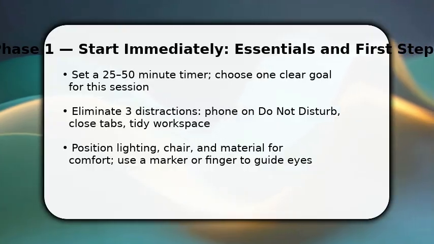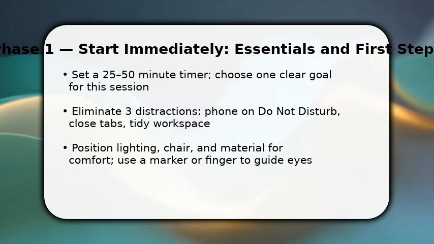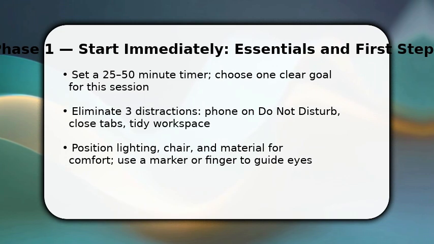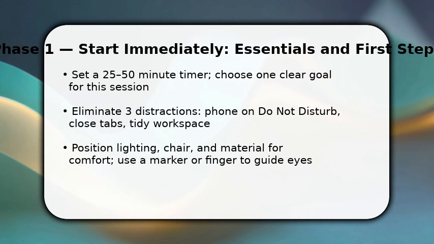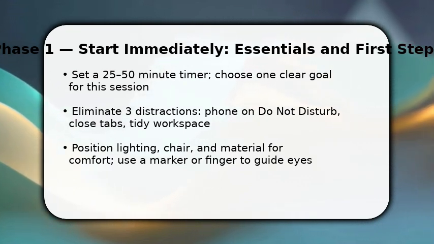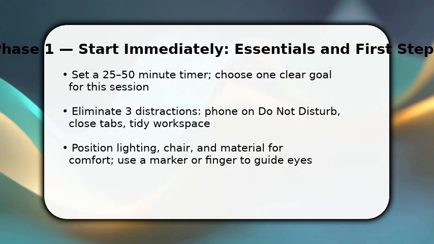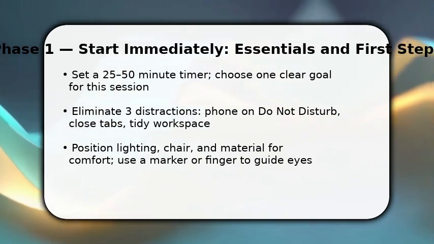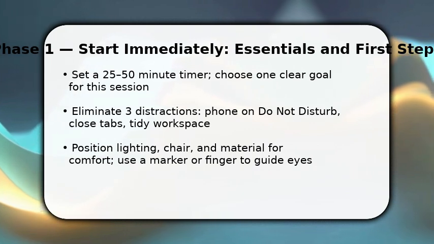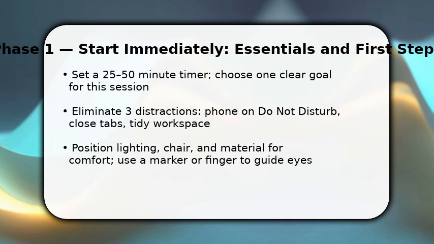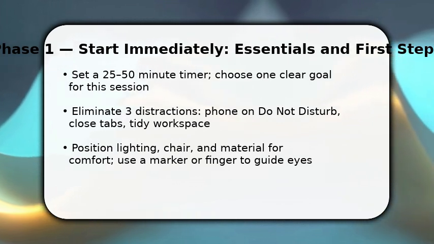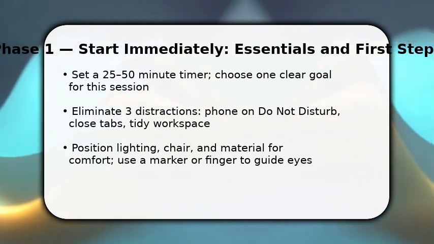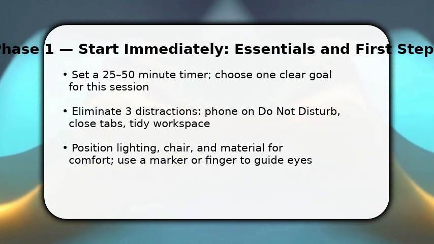You begin by creating the conditions that make focus possible. First, set a 25 to 50-minute timer and pick one concrete goal. This frames your brain for a single task. Next, remove 3 common distractions: phone on Do Not Disturb, close unrelated tabs, and clear clutter, because small interruptions break momentum. Finally, make immediate physical adjustments: good light, an ergonomic seat, and a marker or finger to guide your eyes, so your attention locks onto the lines as you read.